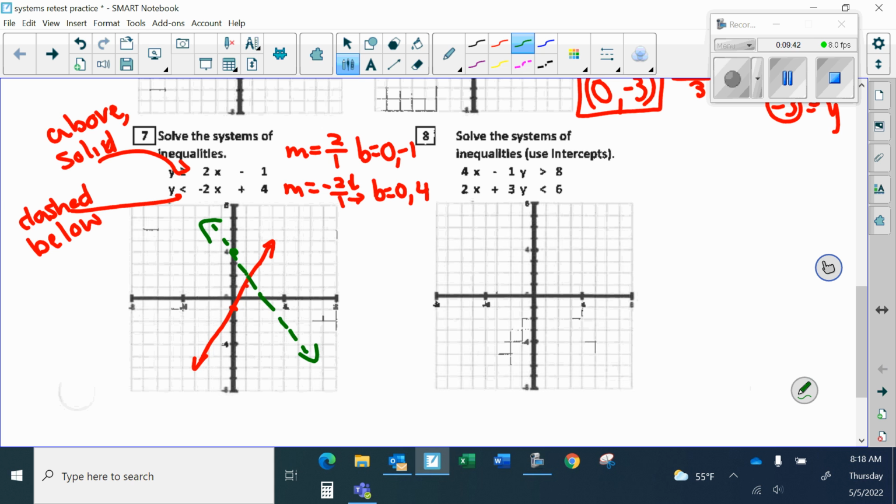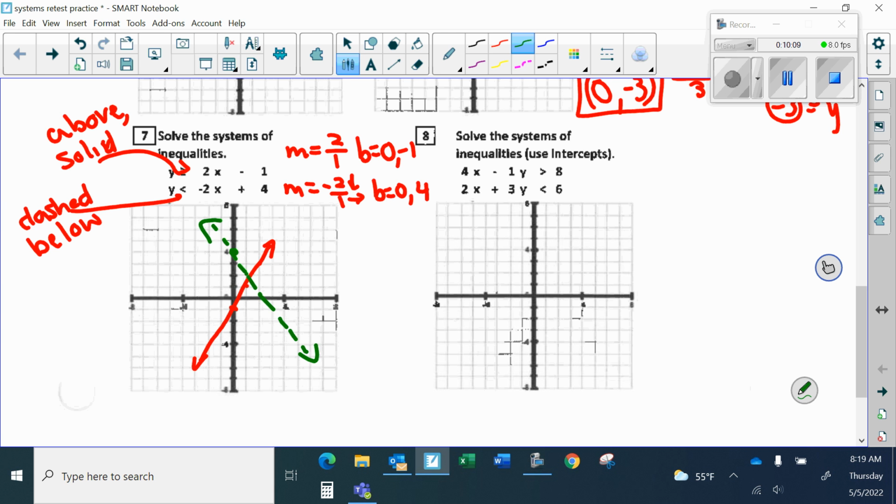Okay, so graph the two lines first. If you graph those correctly, that's 2 points. I'll give you a third point for making it dashed as opposed to solid, because that's a common error. And the fourth point would come from the shading.